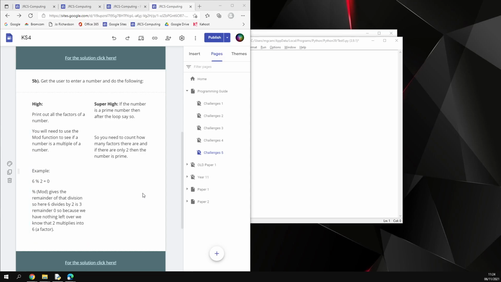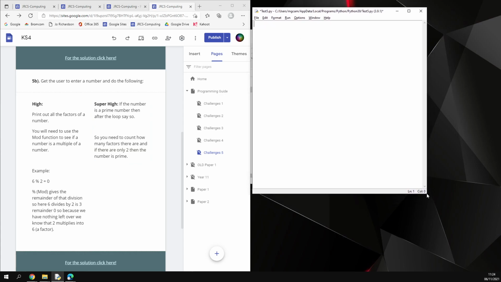Right, so here we're going to do the 5B solution. This is a very tricky one, but quite useful. Get the user to enter a number and do the following. There's only a high and super high because it's actually quite a tricky one. So let's get them to enter a number.